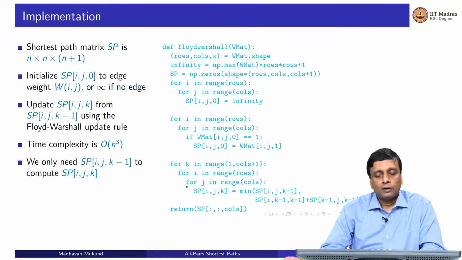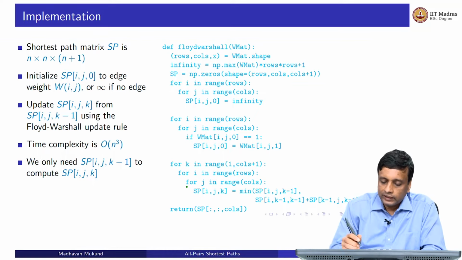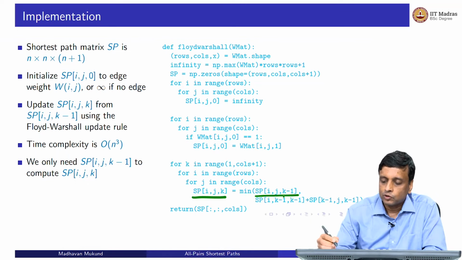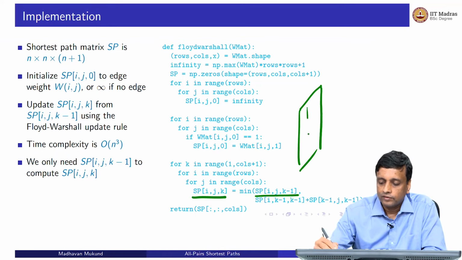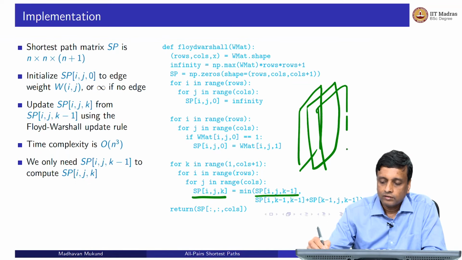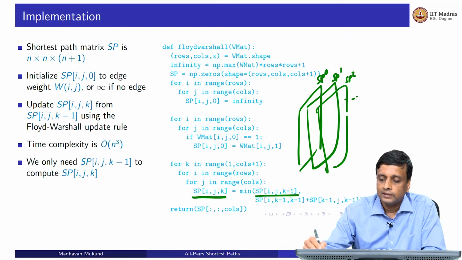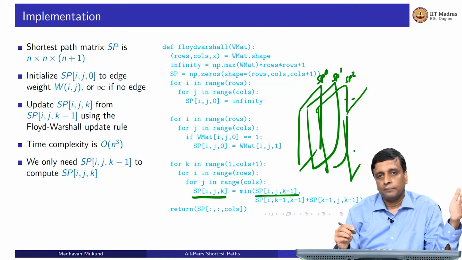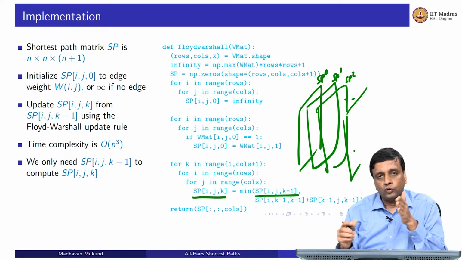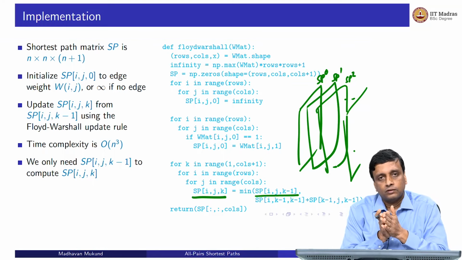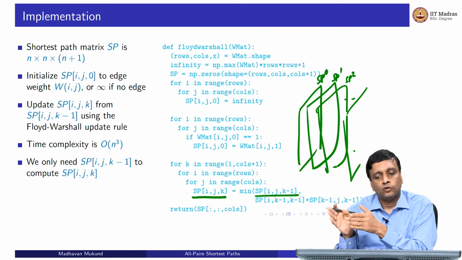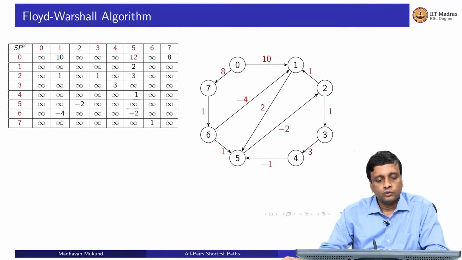But one interesting thing is that when I look at the kth step, what I am looking at is the k minus 1 step. So I should think of this as having SP0, then SP1, then SP2 and so on. I am basically computing this shortest path matrix in stages 0, 1, 2, 3, up to k. I initialize the entries for 0, then I get the entries for SP1 by looking at SP0. If you look at the way we worked it out, this is exactly what we did.